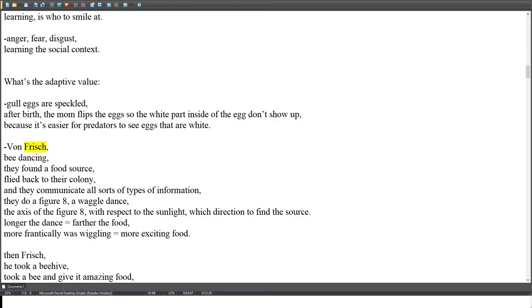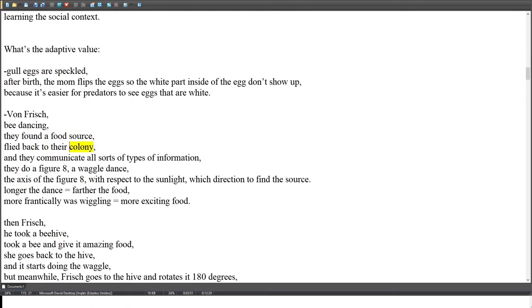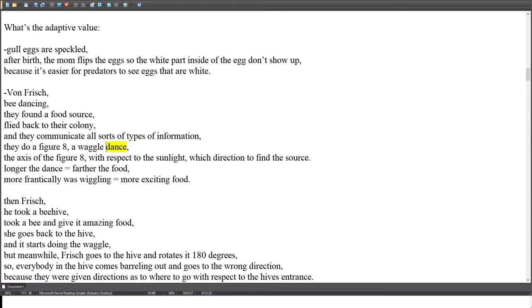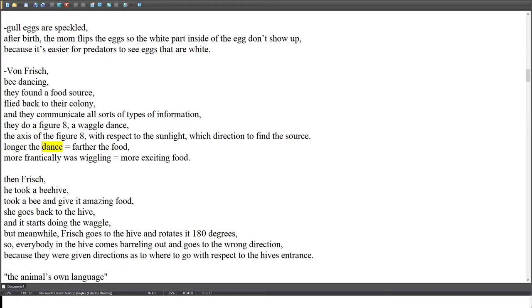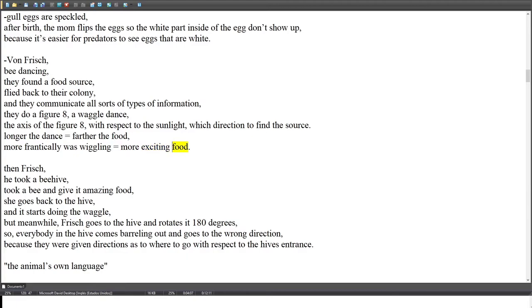Von Frisch and bee dancing. Bees find a food source and fly back to their colony, and they communicate all sorts of information. They do a figure eight, a waggle dance. The axis of the figure eight, with respect to the sunlight, indicates which direction to find the source. The longer the dance, the farther the food. The more frantic the wiggling, the more exciting the food.